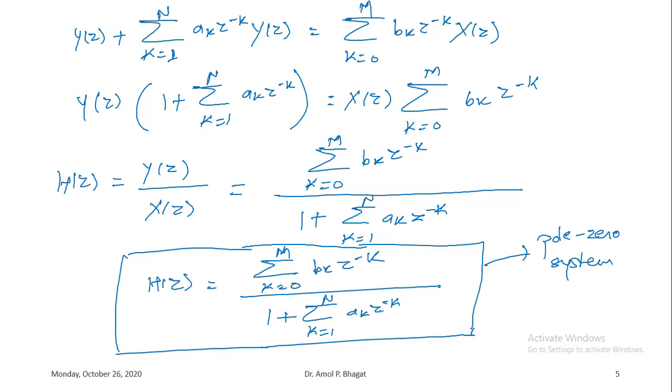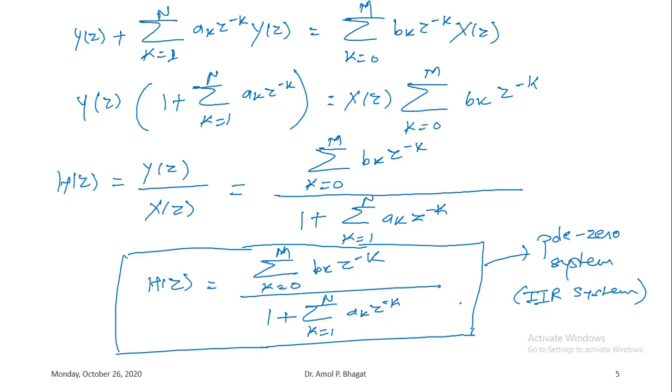Okay, so therefore this system is called a pole zero system, and a pole zero system is generally an IIR system. So LTI system described by a constant coefficient difference equation has a rational system function. Its system function is rational because it comprises a numerator as well as a denominator. If it comprises zeros as well as poles, then that system is referred to as a pole zero system, and it is an IIR system.